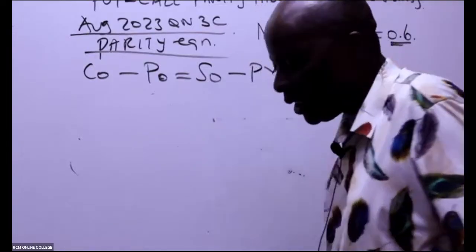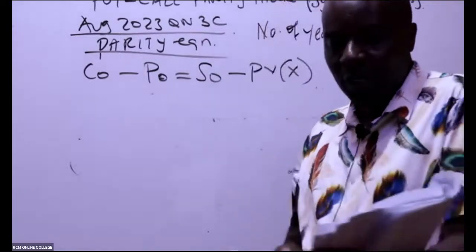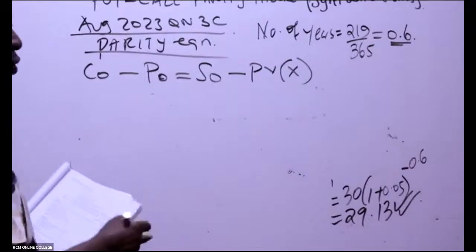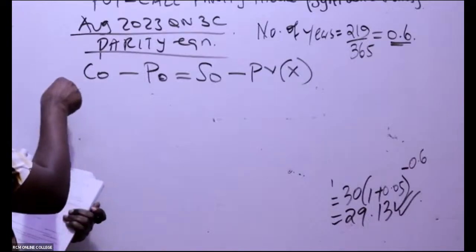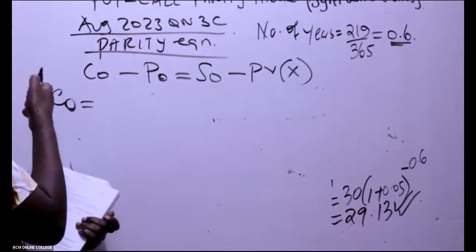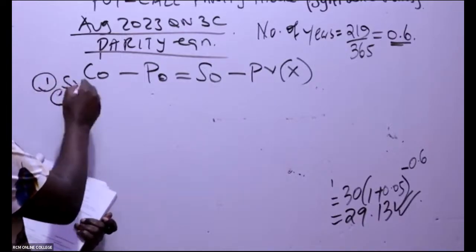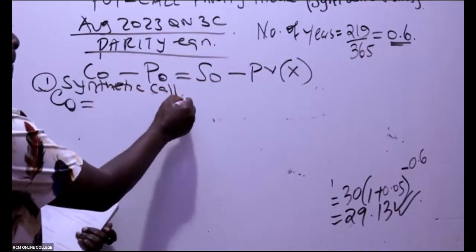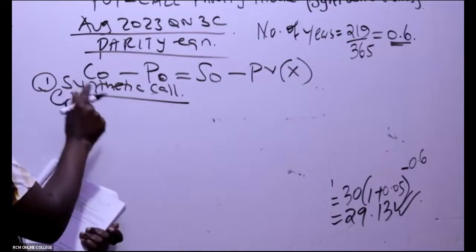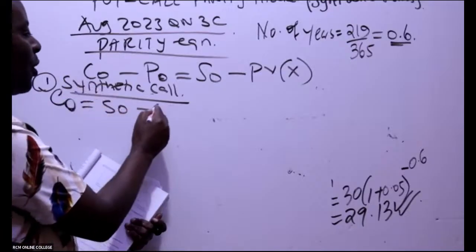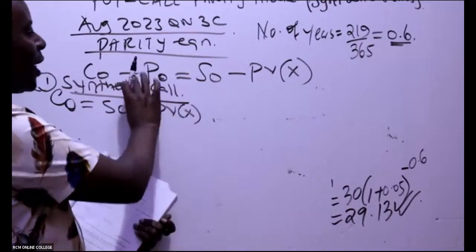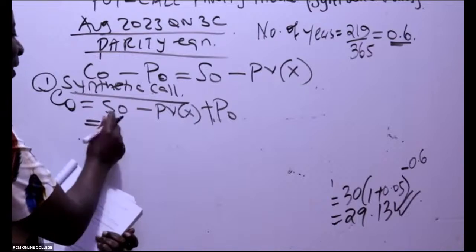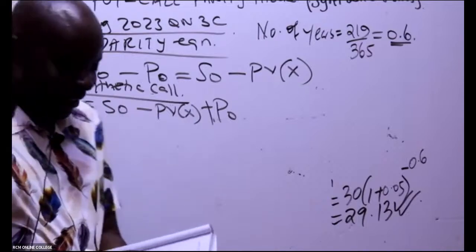The synthetic asset value that they want us to get, first of all, in Roman 1 is the synthetic call option, the CO. And what have we said about this CO? Make CO the subject of the formula. So number 1, synthetic call. Make CO the subject of the formula, which will be equal to SO minus present value of the exercise price. This is crossing over. Now it becomes PO.